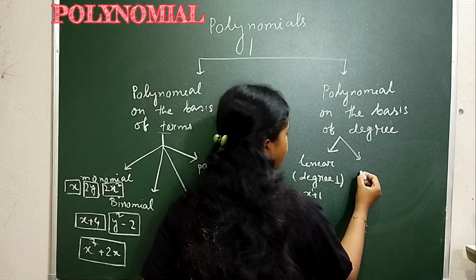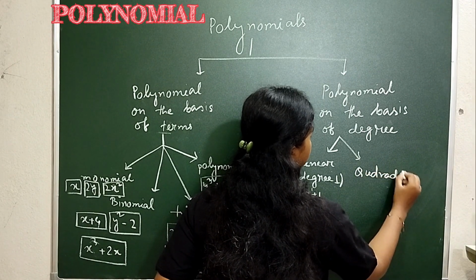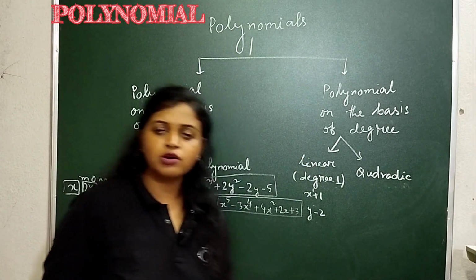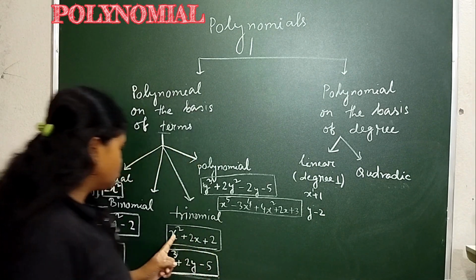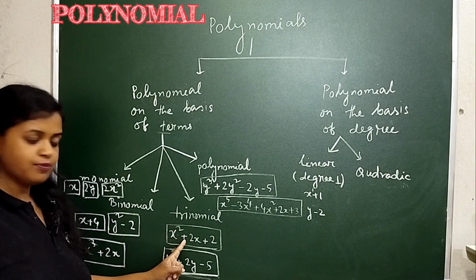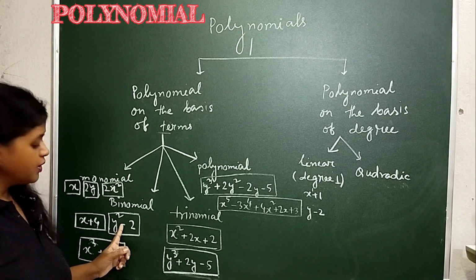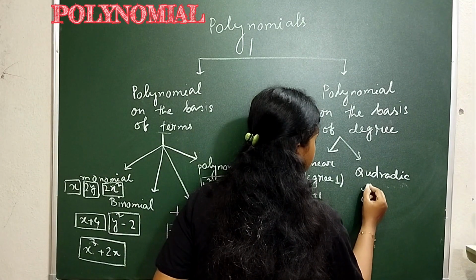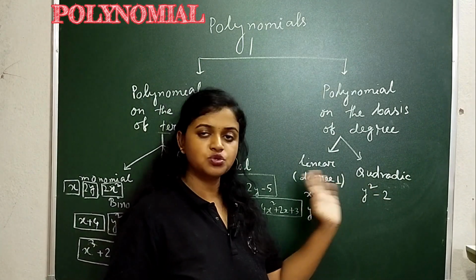Next, quadratic polynomial. We say a polynomial is quadratic when its degree is 2. Like this one, the highest power is 2, so this is a quadratic polynomial. This one is not a quadratic polynomial. This one is a quadratic polynomial because the highest power is 2. y square minus 2 is a quadratic polynomial because the highest power is 2.